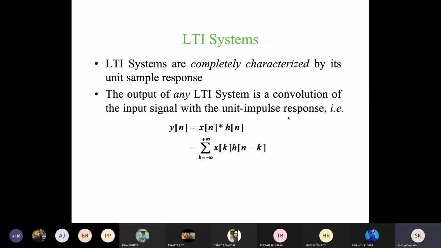Okay, sir. So what is the full form of LTI, sir? I don't know. I have to check that.